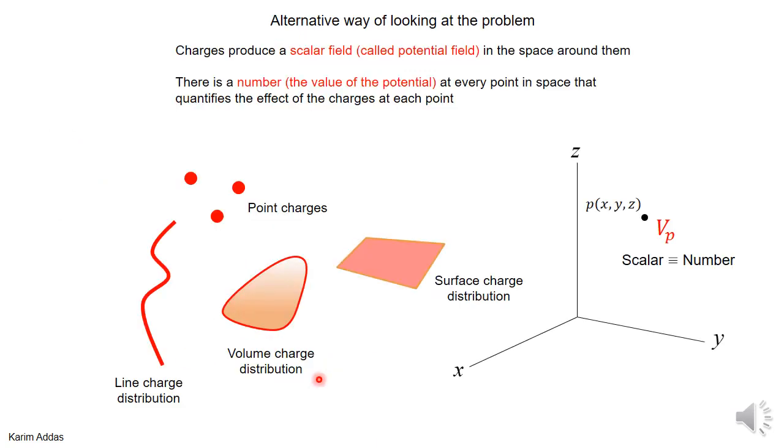So now we want to extend this to other kinds of charge distributions. We don't just have point charges in space. We can have line charges, volume charges, surface charges. So for all these kinds of charge distributions, we need to also find a way to get the potential in space due to these different charge distributions.